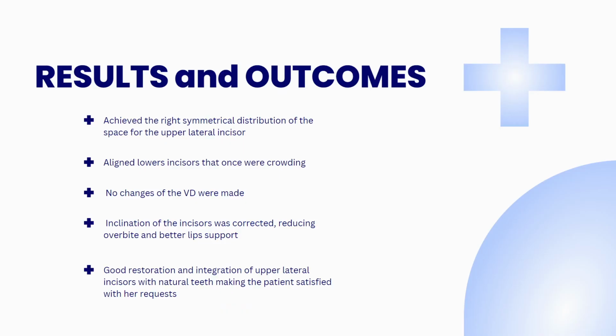Results and outcomes. The right symmetrical distribution of the space for the upper lateral incisor is achieved. The lower incisors that once were crowded are now aligned. There are no changes of the vertical dimension. Inclination of the incisors was corrected, reducing overbite and giving better lip support. Good restoration and integration of upper lateral incisors with natural teeth, making the patient satisfied with her requests.